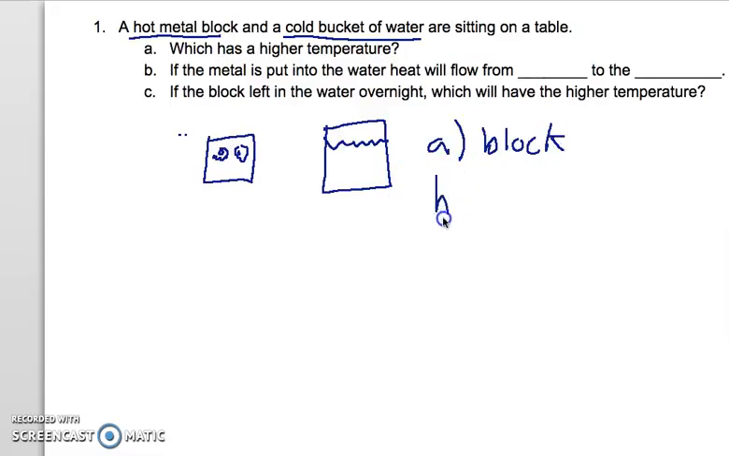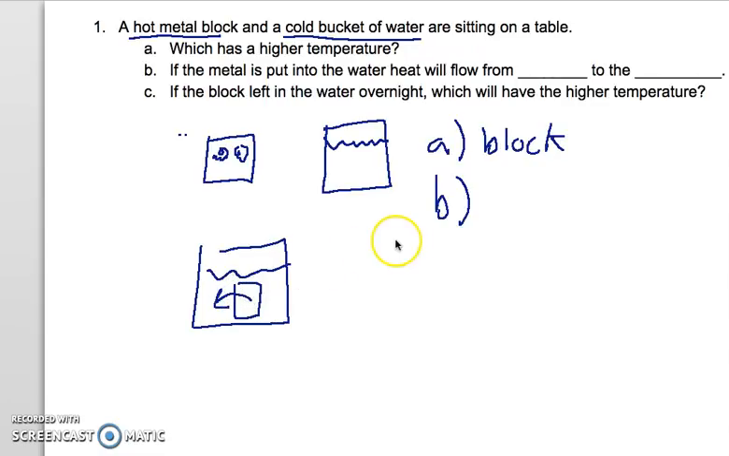B, what direction will the heat flow if you put the metal into the water? The heat's going to flow out of the block into the water because they're in thermal contact. It's going to flow out of the higher temperature thing to the lower temperature thing. So it's going to flow from the block to the water.